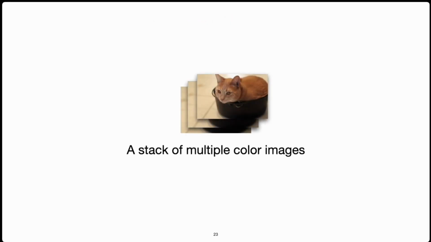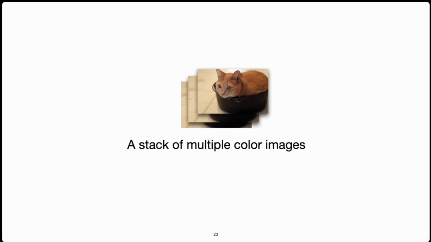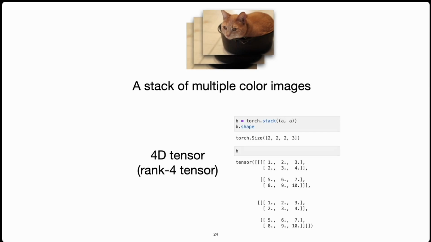And then taking this up another dimension, we can also stack multiple color images. So here, that's a stack of multiple color images. And as you might guess, this would then be a 4-dimensional tensor or a rank 4 tensor. And on the right-hand side, I'm just stacking two 3D tensors, A and A, which we defined previously. So I was going through this pretty quickly because this is not particularly interesting. I just wanted to highlight what a tensor library is.